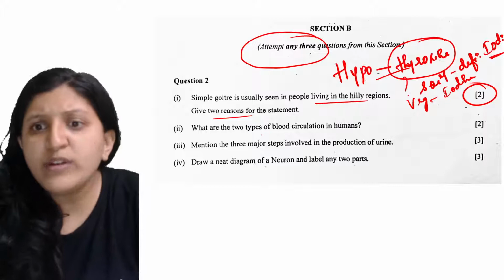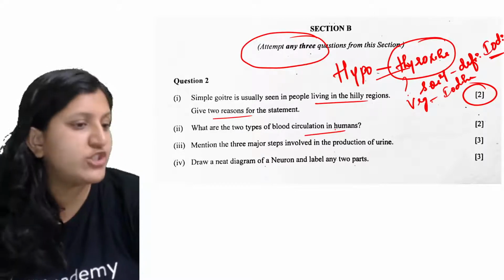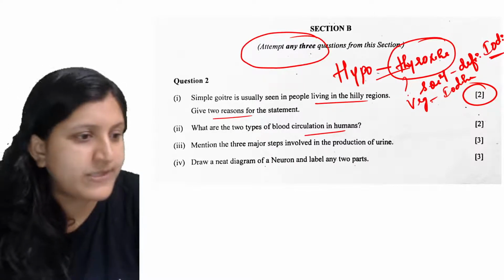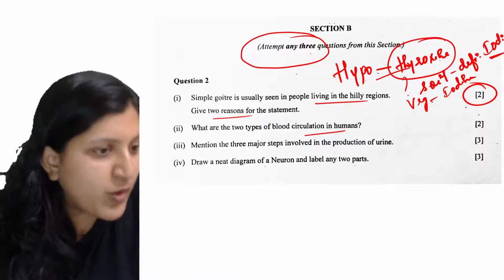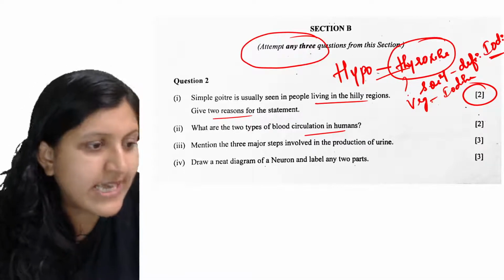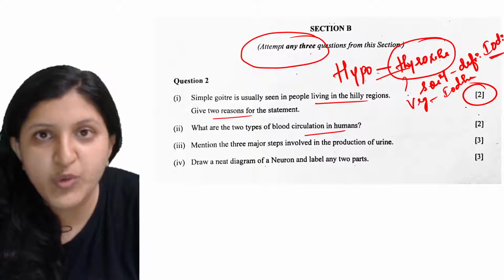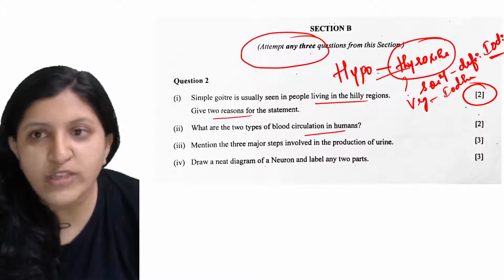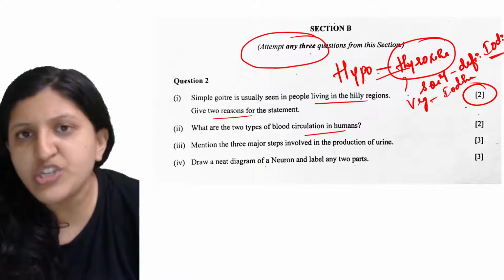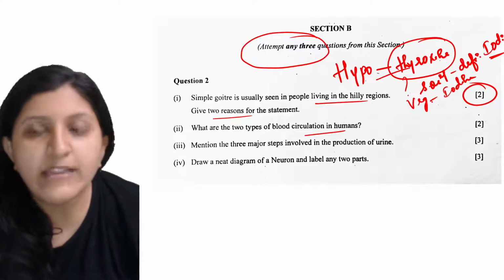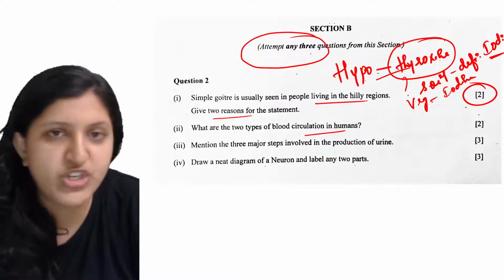Okay, and what are the two types of blood circulation that you can find in humans? Lack of iodine rich diet, yes, that is there. So two reasons they have mentioned. Give two reasons why exactly it is caused. One you can say hyposecretion of thyroxine. The other one is soil which is deficient in iodine.